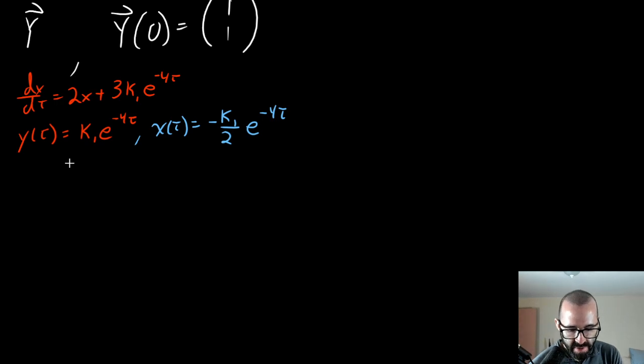Right? So we need x of 0 to equal 1. That's our initial condition. x equals 1, y equals 1. So if x of 0 has to equal 1, then what we get is that 1 equals negative k1 over 2. This becomes 1. And so we get k1 is negative 2.